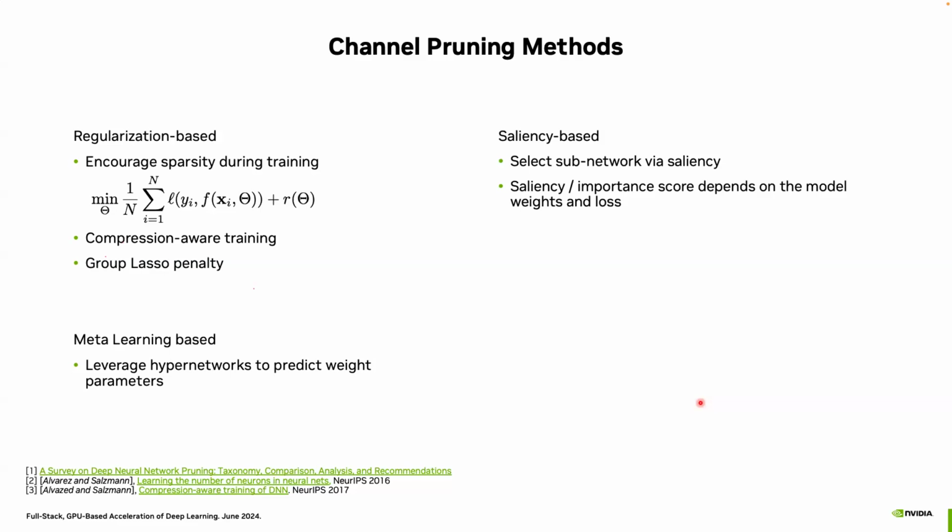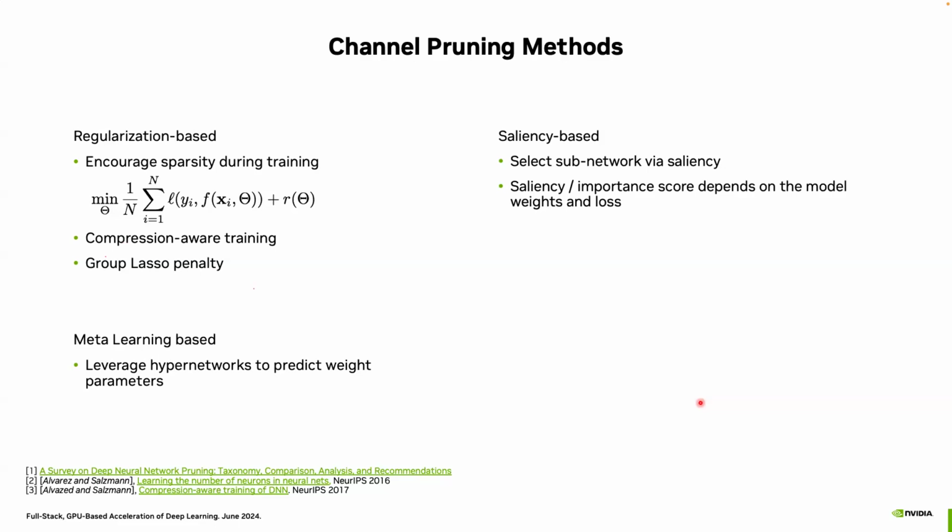perturbance. Another way is to perform meta-learning based method. You can leverage some hyper networks to predict the weights parameters for the pruned network directly. And another common way would be saliency based, where you predefine some saliency metrics to measure how important a parameter is or a channel is. Then we remove the less relevant ones, the least important ones from the network.